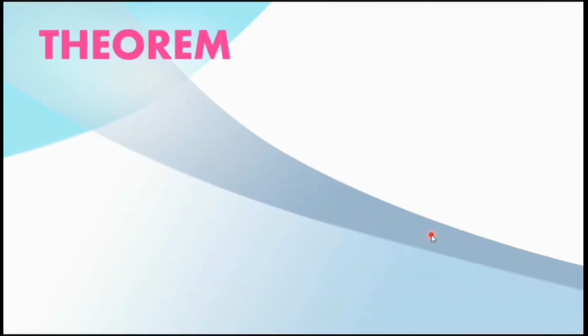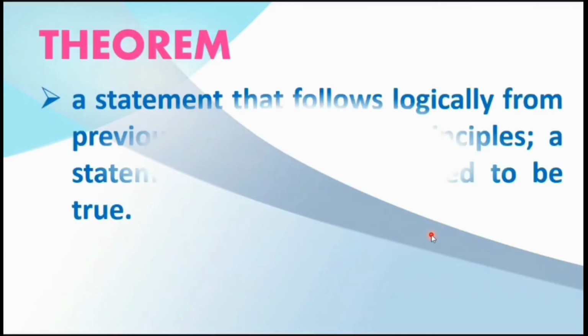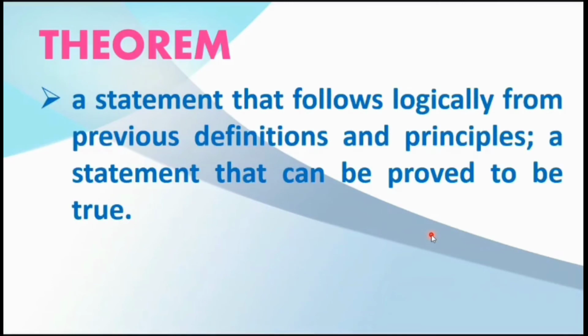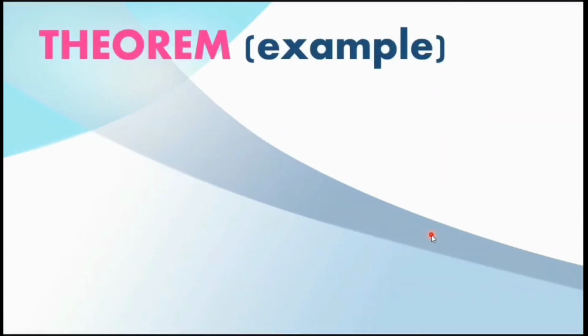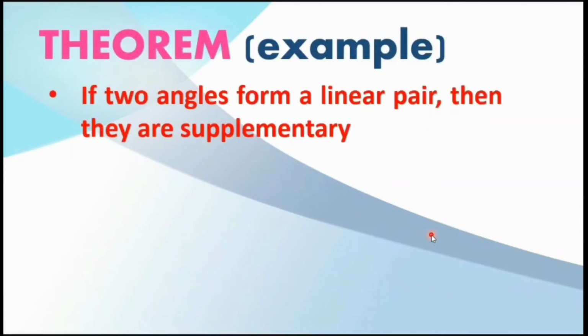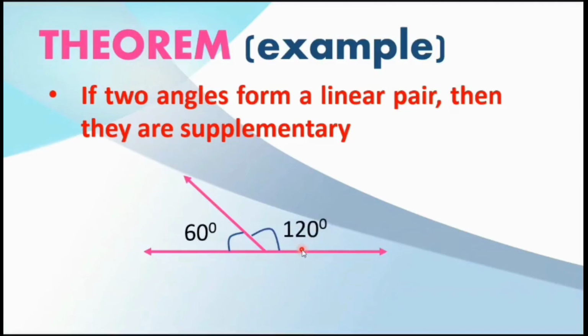Next on the mathematical system, we have theorem. Theorem is a statement that follows logically from previous definitions and principles, a statement that can be proved to be true. Example is, if two angles form a linear pair, then they are supplementary. Suppose we have two angles here. This angle here measures 60 degrees, and this angle here measures 120 degrees. So these two angles here are considered linear pair.